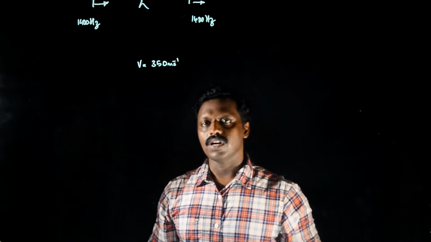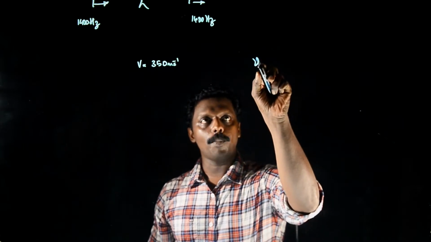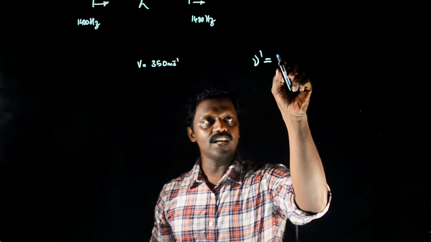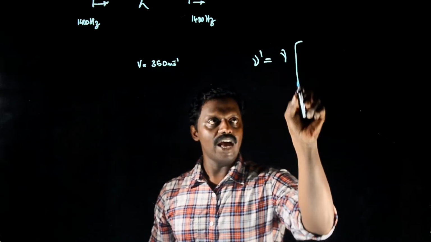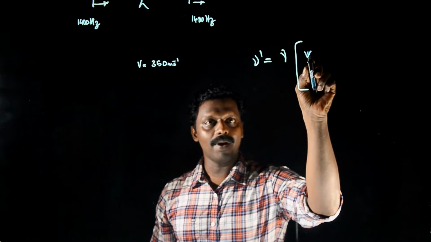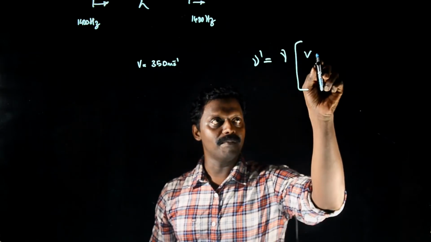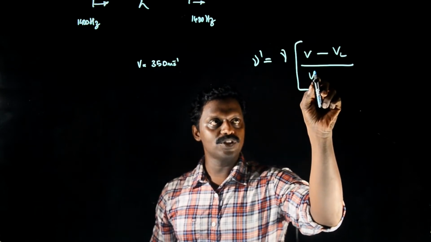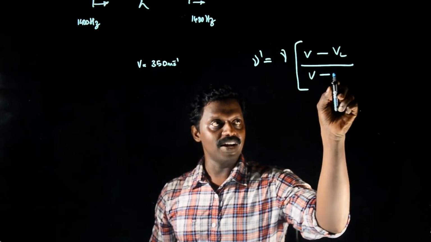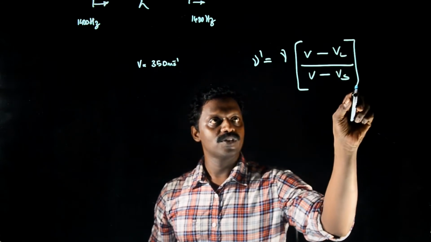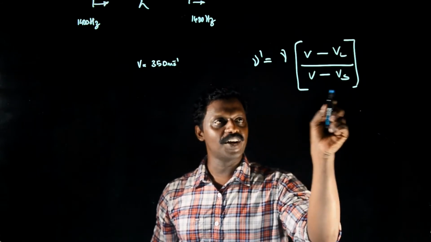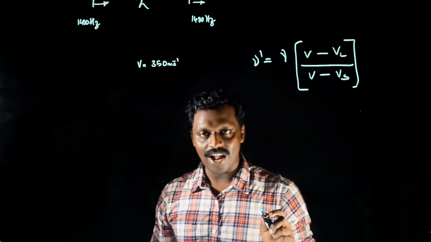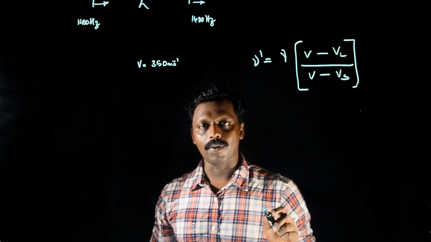So the general formula for the Doppler effect is that the apparent frequency as heard by the listener is equal to the actual frequency produced by the source multiplied by the velocity of sound in the medium minus the velocity of the listener, divided by the velocity of sound minus the velocity of the source. So nu dash is equal to nu into (V minus VL) divided by (V minus Vs), which gives the apparent frequency of sound as heard by the listener in the Doppler effect.